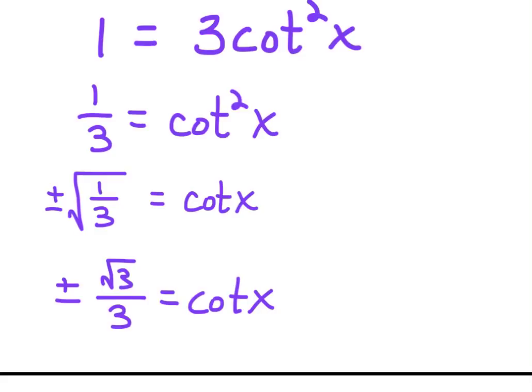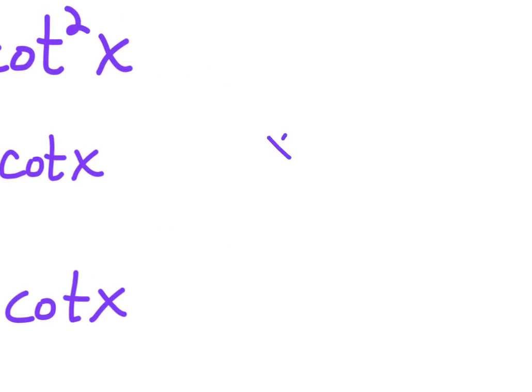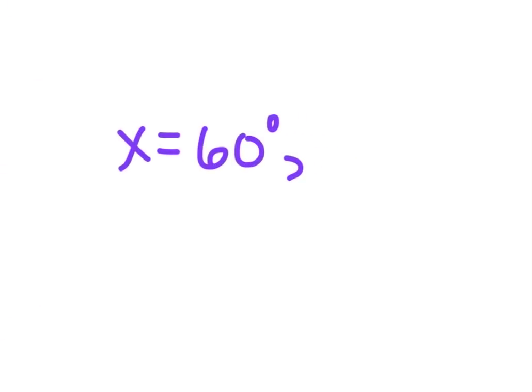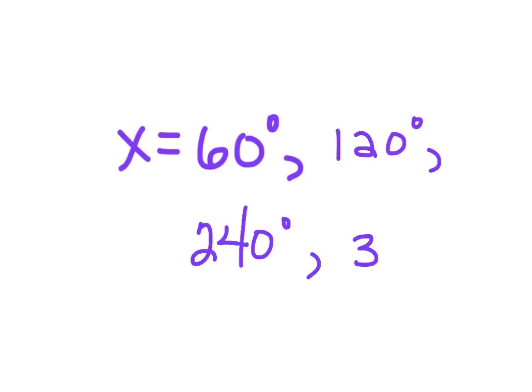In the first quadrant, cotangent of 60 is radical 3/3. And so your answer is going to be 60 degrees, 120 degrees, 240 degrees, and 300 degrees.